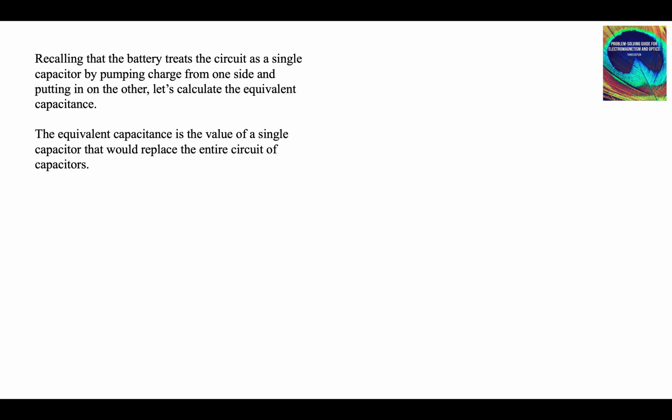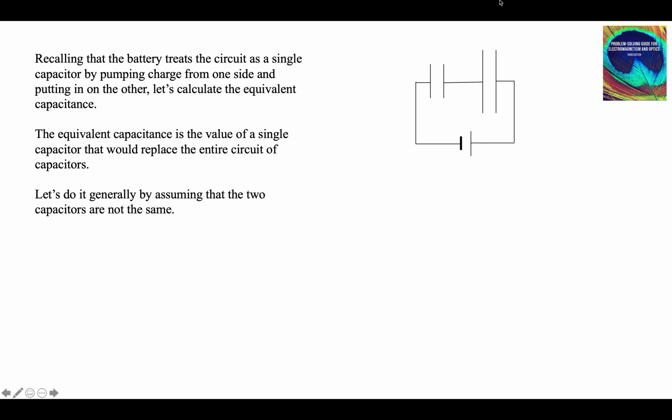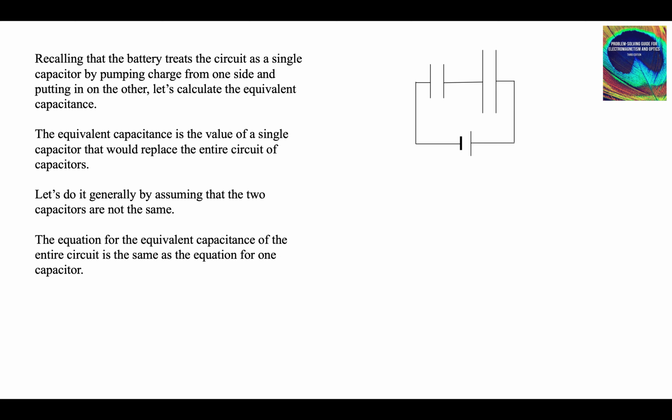So the battery treats the circuit as a single capacitor. Let's calculate the equivalent capacitance. That's the capacitance the battery thinks is up there. We're going to replace the whole circuit with one capacitor, and we're going to do it generally. We're not going to use the same capacitance. Two capacitors that are not the same. Got a small one and a big one. What happens here? Which one, if either, gets the bigger charge?